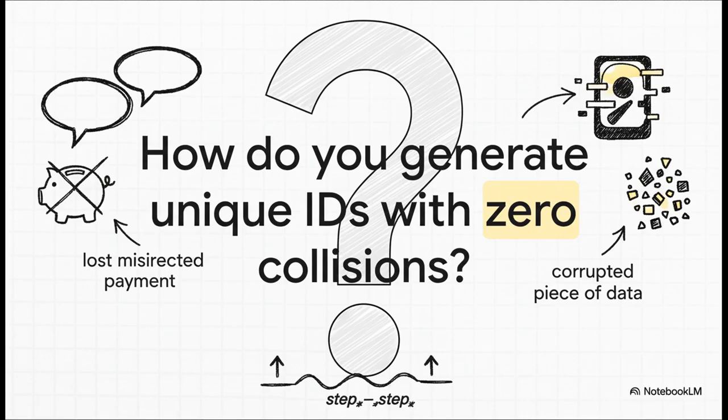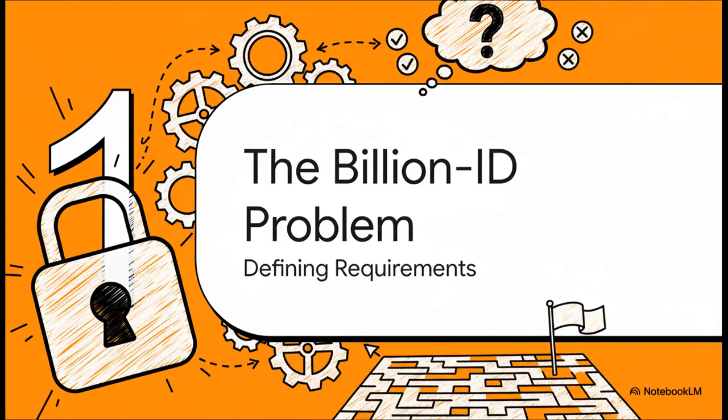Because one little collision could mean a lost comment, a payment going to the wrong place, or just corrupted data everywhere. So how do you do it? Well, that's the huge engineering puzzle we're going to solve together, step by step. All right, so let's get into it.